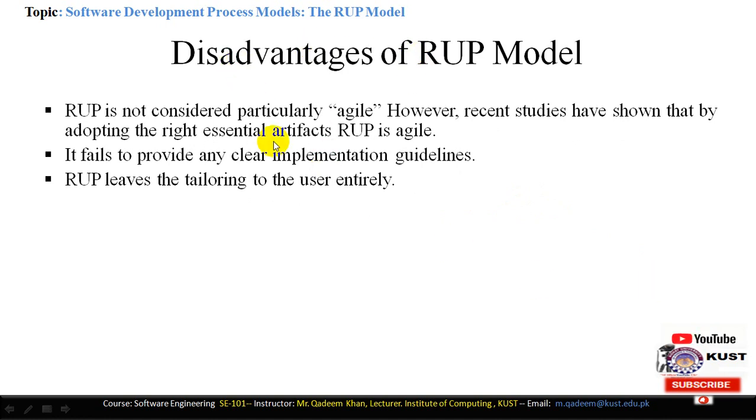Also, the RUP model has disadvantages. The first disadvantage is that the RUP model is not considered particularly agile. Agile means very quick development. The RUP model does not provide us quick development. It is a very formal development, so there is no pair programming possible in the RUP model. However, recent studies have shown that another version of the RUP model is agile. So here the essential artifacts of RUP are now agile, but the previous RUP was not agile.